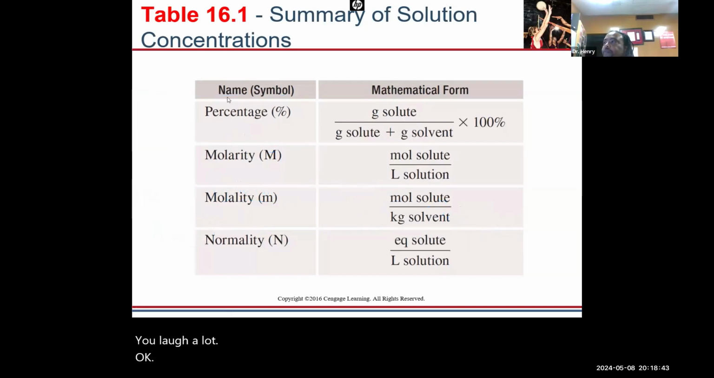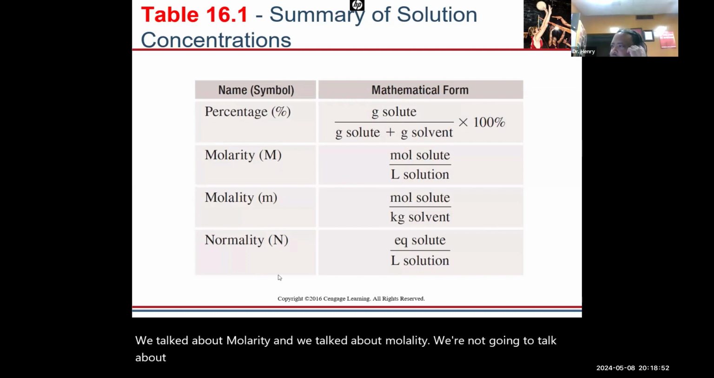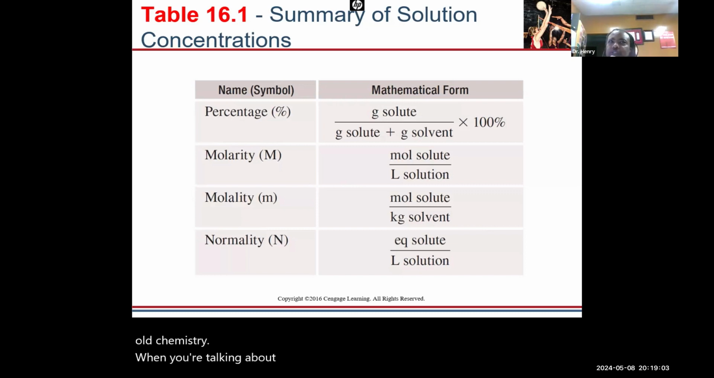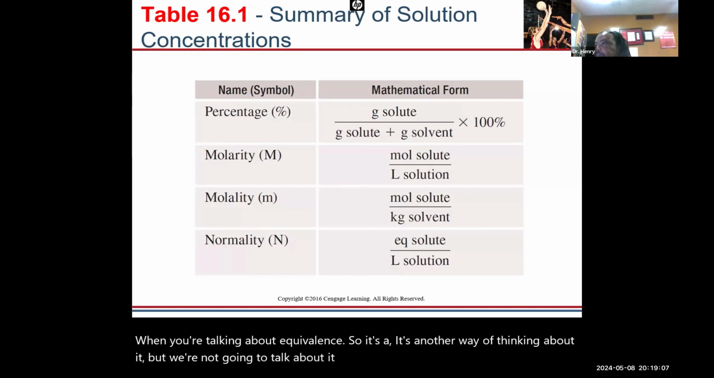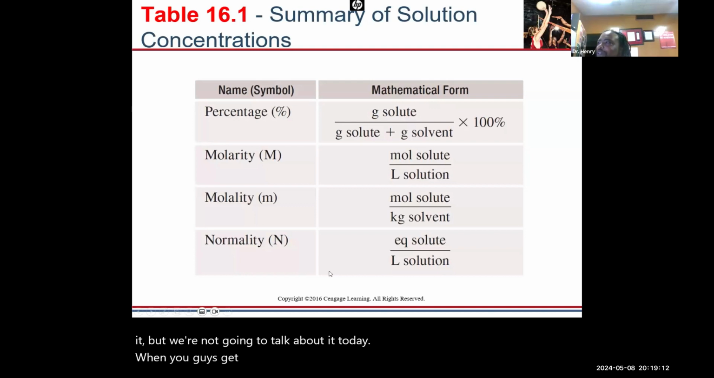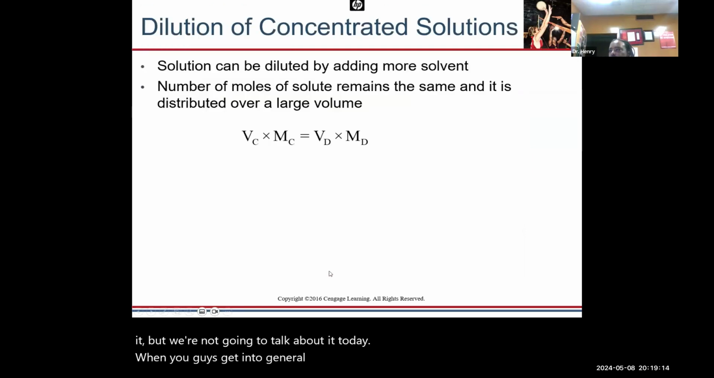So we talked about percent mass, we talked about molarity, and we talked about molality. We're not going to talk about normality. Normality is a dated unit, and it's used a lot in old chemistry when you're talking about equivalence. So it's another way of thinking about it, but we're not going to talk about it today. We'll wait until you get into general chem to talk about that.